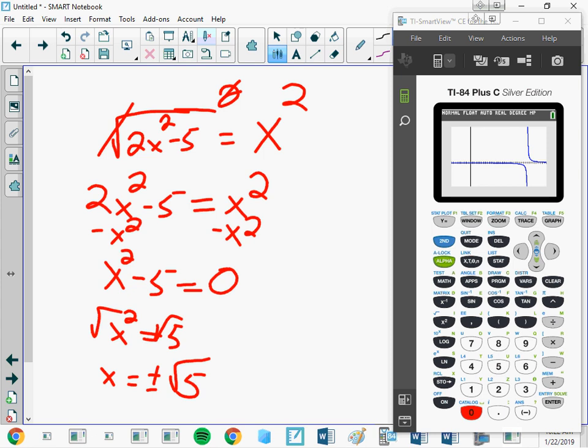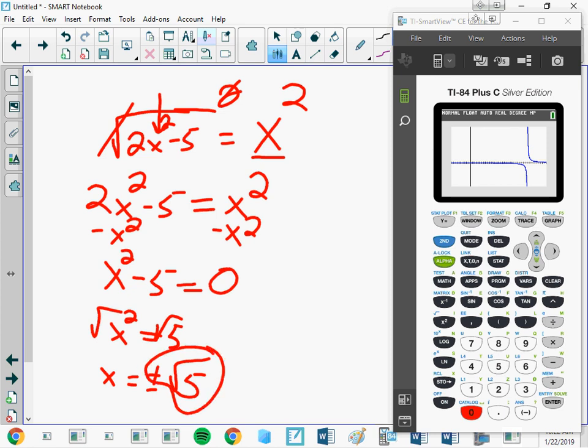Now let me show you why. Let's plug them in. What is the square root of 5 squared? 5. And then 2 times 5 is 10, and 10 minus 5 is 5. Does the square root of 5 equal the square root of 5? Yes. So the positive version worked.